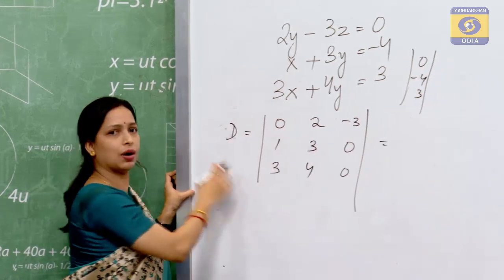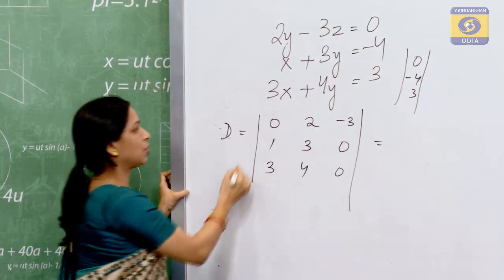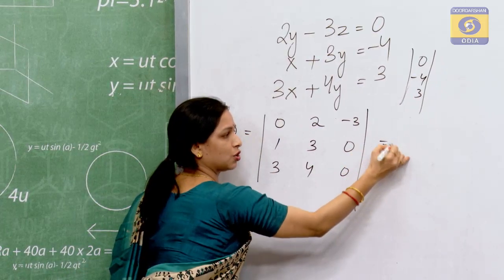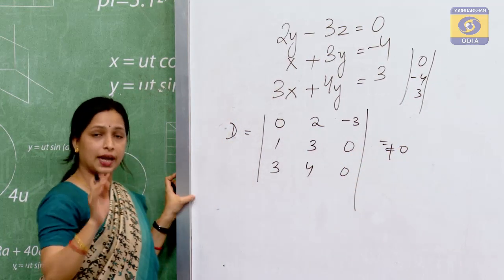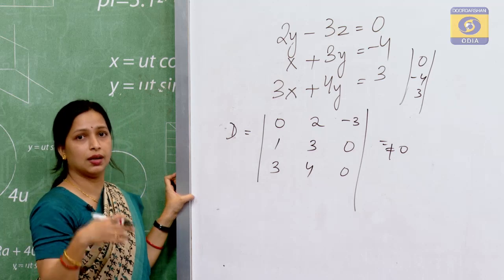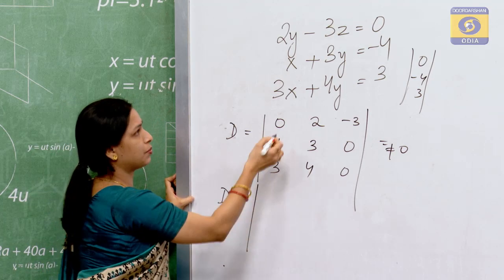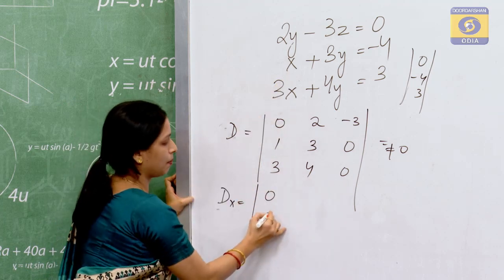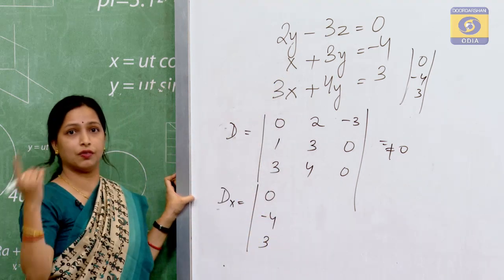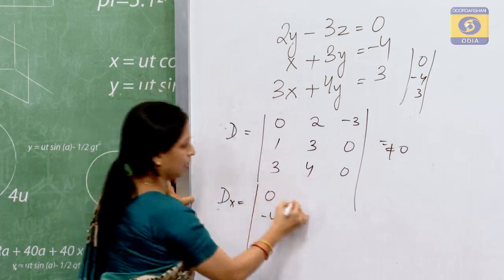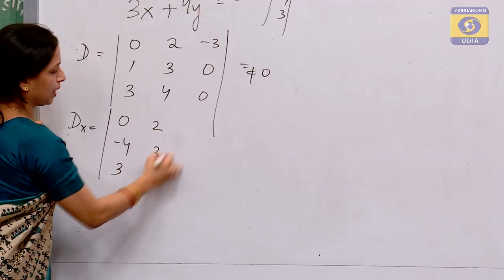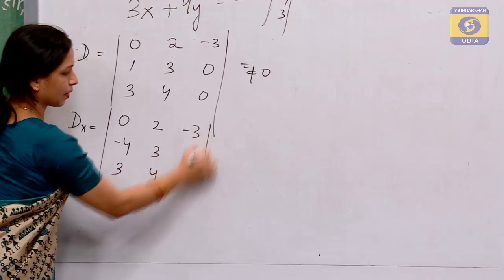So, this is how, again you have to follow the same steps. You will find out the determinant value and make sure this is not equal to 0, then only you can use Cramer's rule. So, for dx what do you do? You substitute the values with 0, minus 4 and 3, the known values. Then the other elements remain the same, right.